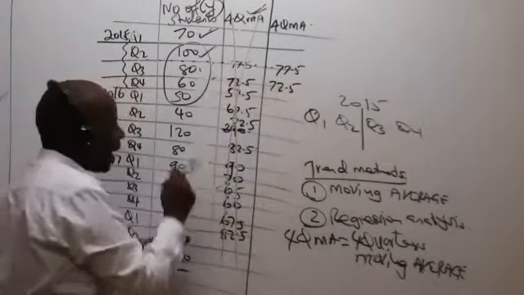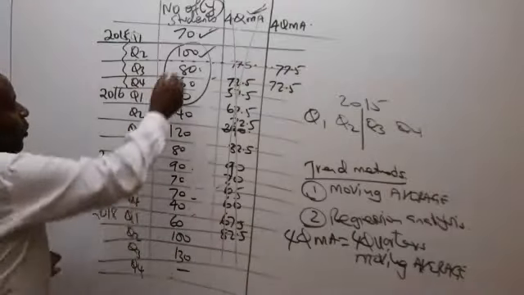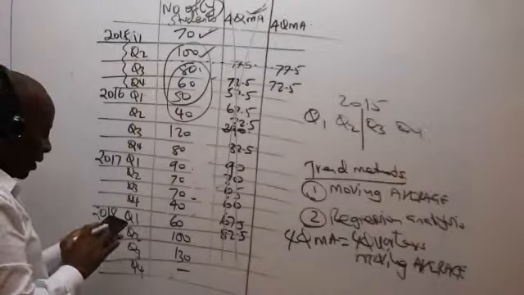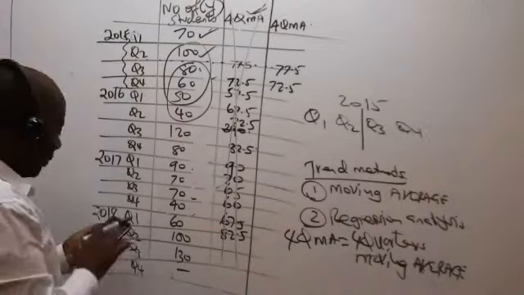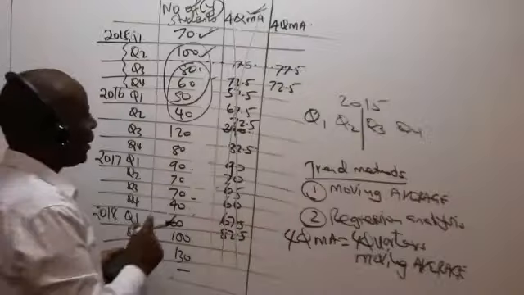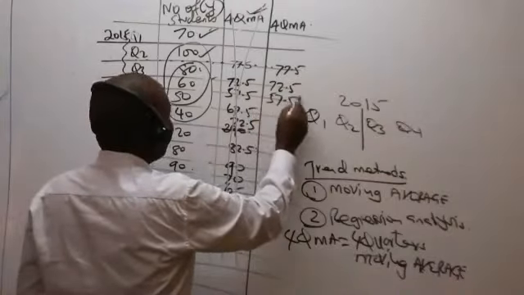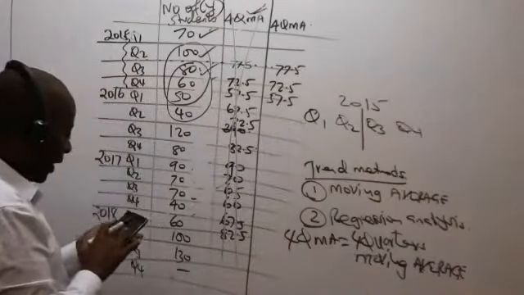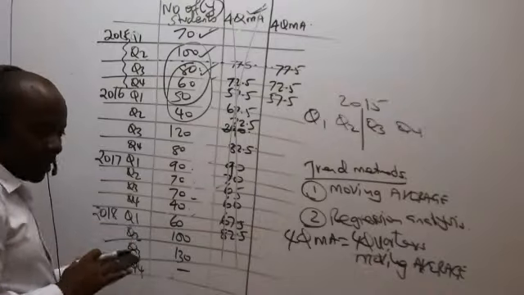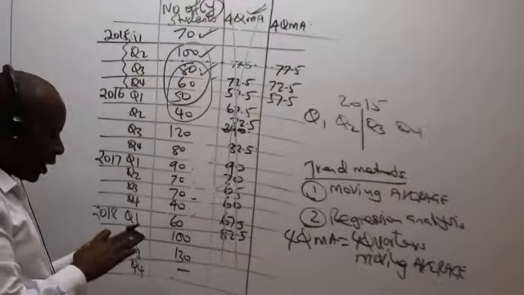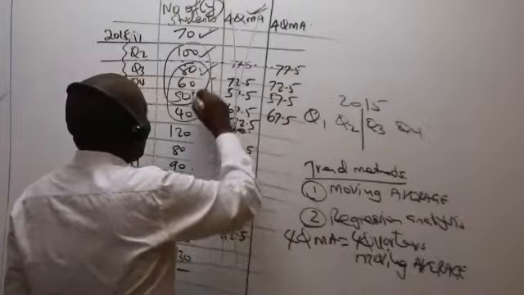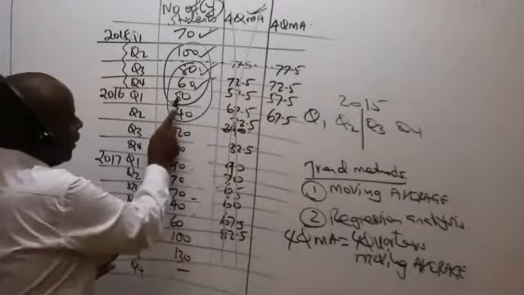I tick that. I pick the next 4. So we have 80 plus 60 plus 50 plus 40, equals, divided by 4. I'm getting 57.5. I write like that. I tick that. So we have 60 plus 50 plus 40 plus 120, equals, divided by 4, I'm getting 67.5. So come and tick the next one.